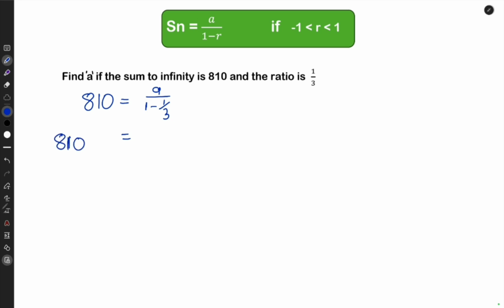I'm just going to multiply the denominator to the other side. And I know that 1 minus a third is 2 over 3. So I'm just going to multiply that to the other side. Then if I type it in my calculator, I'm going to get an answer of 540. There we go. That is the answer. So this is a very simple concept. Sort of at the end, this is the last new formula you're going to learn in this chapter.